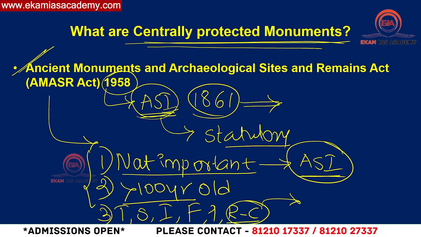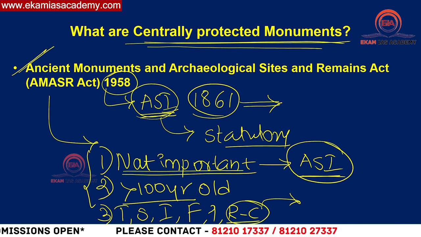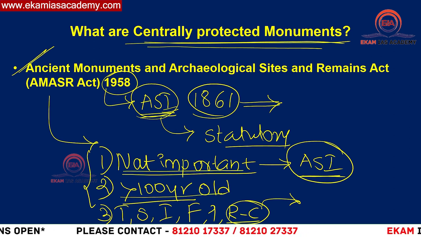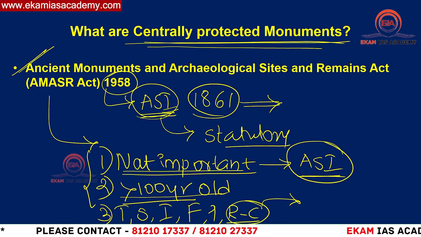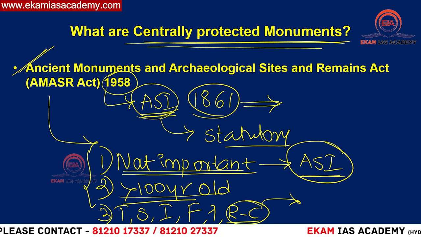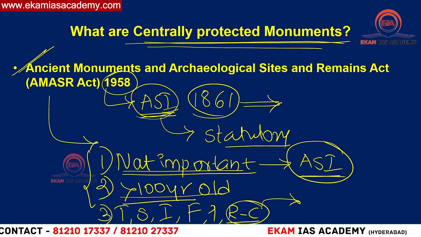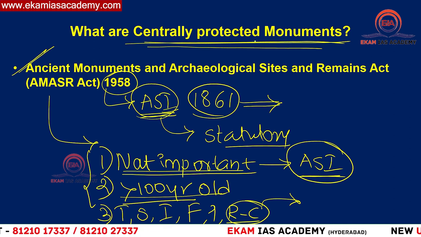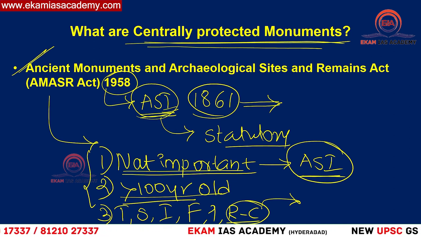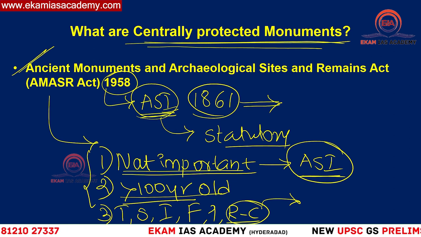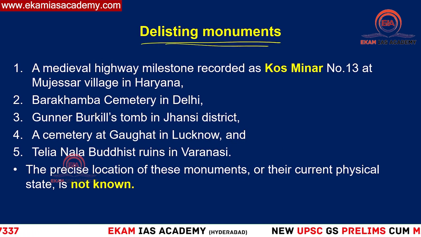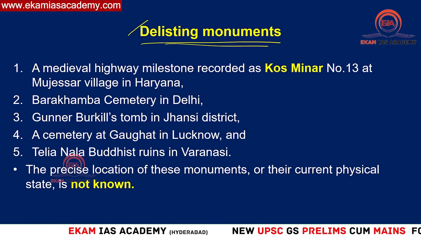So if they meet these criteria, that it should be of national importance, it should have more than 100 years of history, and it should belong to these categories, then it can be designated as a centrally protected monument by ASI. Now we'll understand what is the meaning of delisting of monuments.